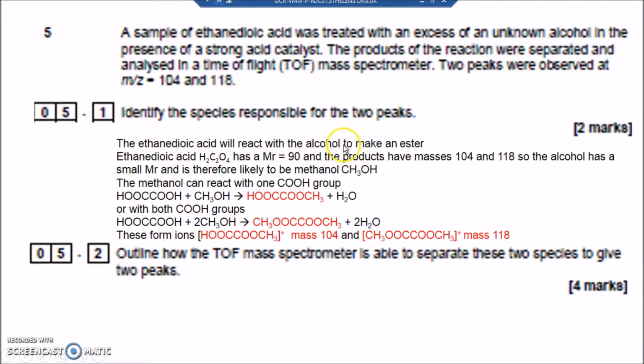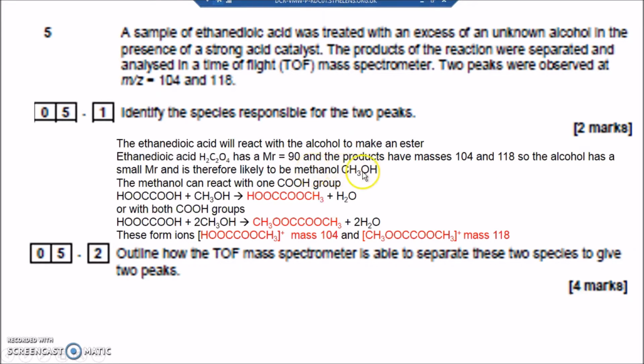Well, the ethane dioic acid from the previous question, we know it's going to react with an alcohol to make an ester, and we know that ethane dioic acid is H2C2O4. Now, H2C2O4 is 2 1s for the hydrogens, 2 12s for the carbons, and 4 16s for the oxygen. It's got an MR of 90. So if the alcohol adds on and makes 104, it will release a little bit of water, but if it makes 104, and we've already got 90 from the ethane dioic acid, that doesn't leave a lot of mass for the alcohol. So I'm going to guess that it's methanol.